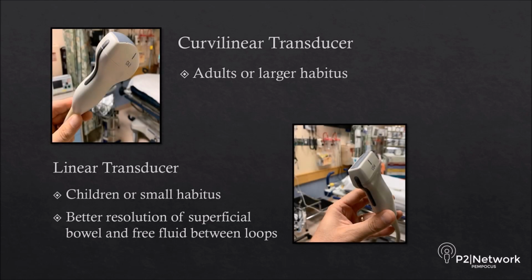So which transducer should we use? For adults or patients with a larger habitus, we would use the curvilinear transducer to give us deeper penetration. However, in children or those with a small habitus, we can use the linear transducer to get better resolution of the superficial loops of bowel and the free fluid in between those loops of bowel.